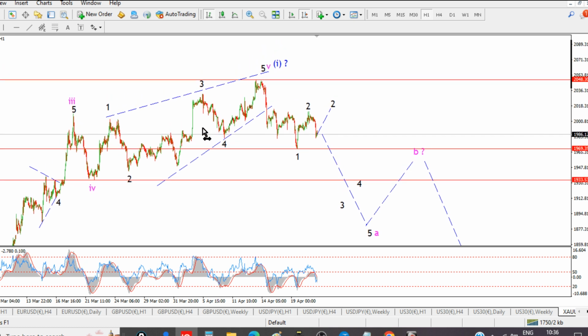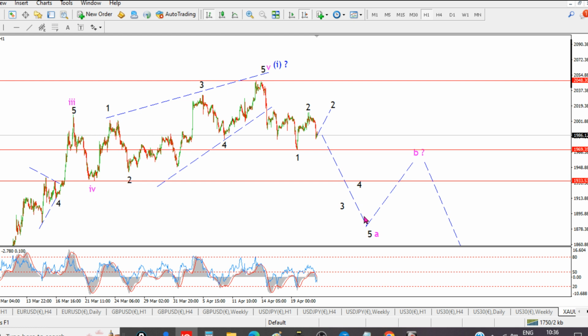There's not a whole lot else I can say here. I'm looking for an A wave decline. For the moment, I'm sticking with the 5 waves down in wave A. I think that would be more fitting. I think at this point, given the extent of the rally previously, a nice, solid impulsive decline to kind of shock the market a little bit would be pretty good.